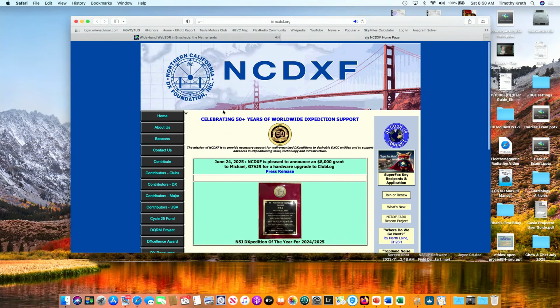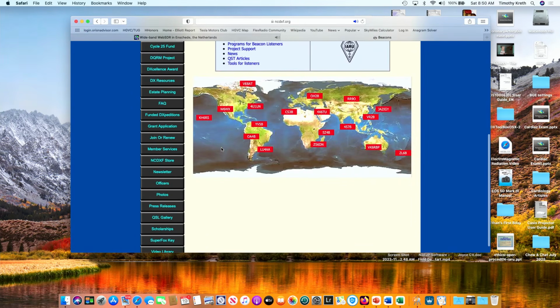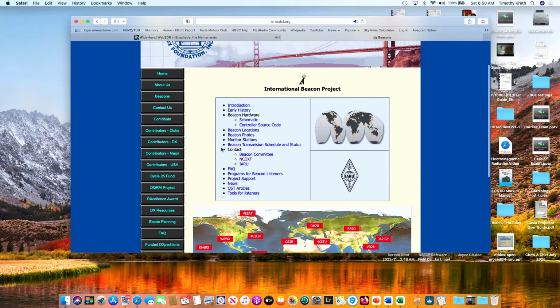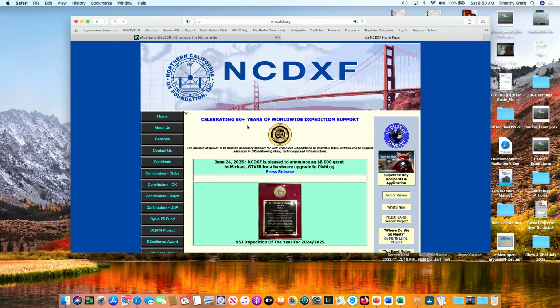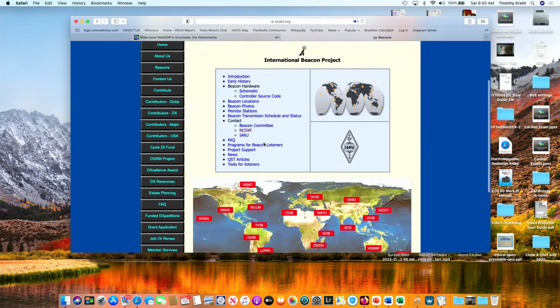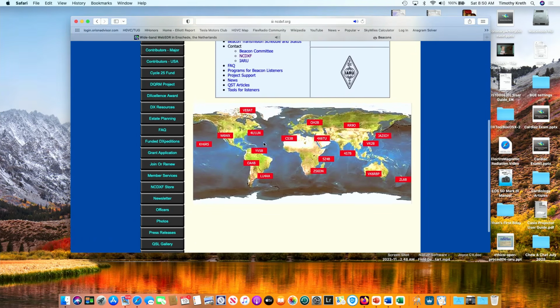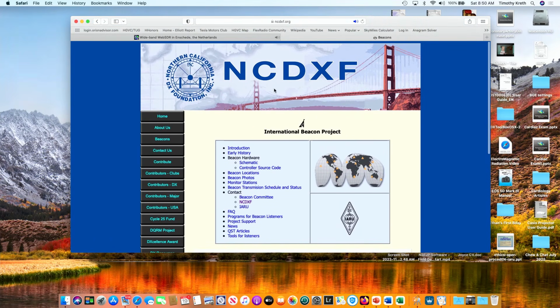And then you go to beacons here. Yeah, that darn D layer. Anyway, this is the website, and they'll show you the beacons coming up individually.